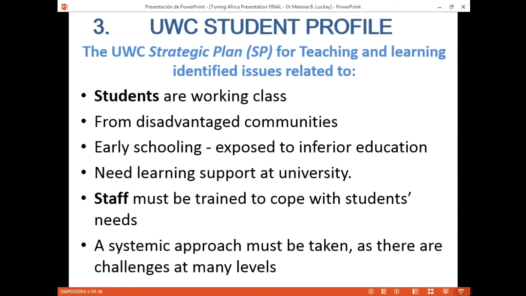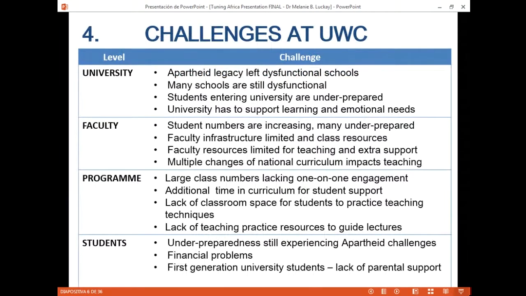On the other hand, we as staff members, we get there with our PhDs, and very seldom are we actually prepared to take on the responsibility of, it's a huge responsibility, not only academically, but also emotionally to support the students. So are we appropriately trained to cope with the students' needs? And therefore, a systemic approach has to be taken in order to address these challenges. Right? But now, when we say we have challenges, it isn't only the staff that's a problem, or the students that are a problem. There are different levels of challenges.